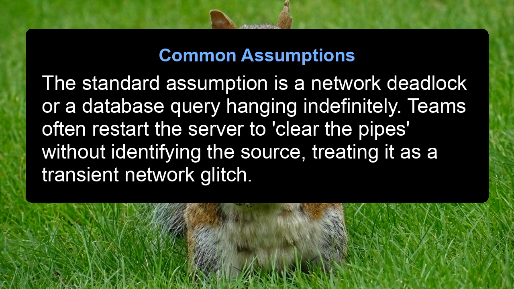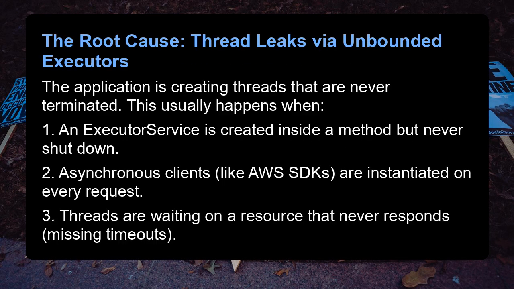Common assumptions. The standard assumption is a network deadlock or a database query hanging indefinitely. Teams often restart the server to clear the pipes without identifying the source, treating it as a transient network glitch. The root cause. Thread leaks via unbounded executors. The application is creating threads that are never terminated.